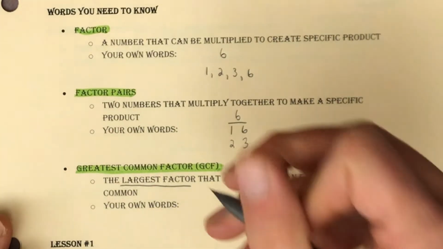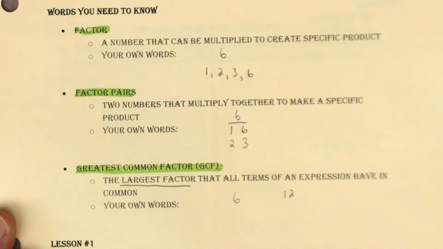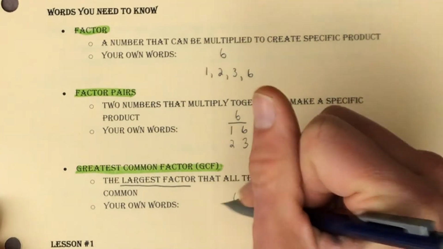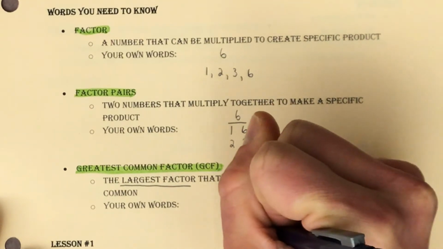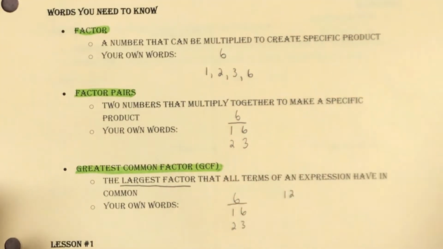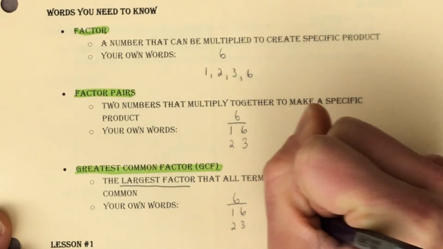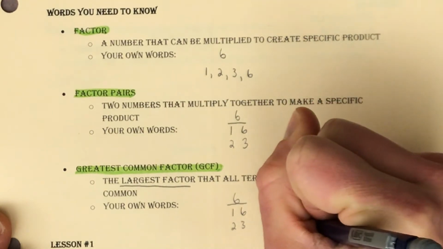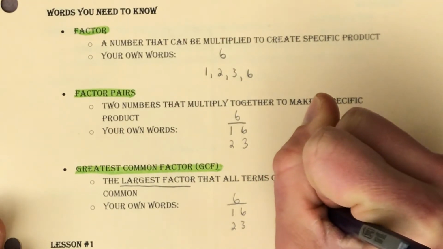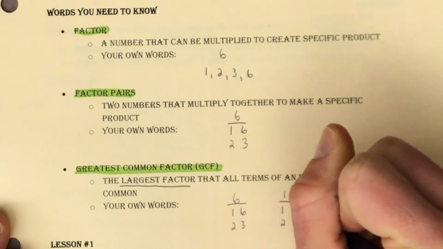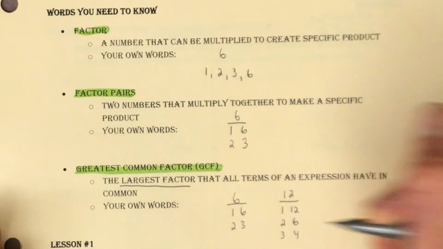So let's say, for instance, we had the number 6 and we had the number 12. Well, I would list out those factor pairs. So again, using what we had before, 1 times 6 equals 6, and 2 times 3 equals 6. Then for 12, I'd list out and I'd say, okay, 1 times 12 equals 12, 2 times 6 equals 12, and 3 times 4 equals 12.